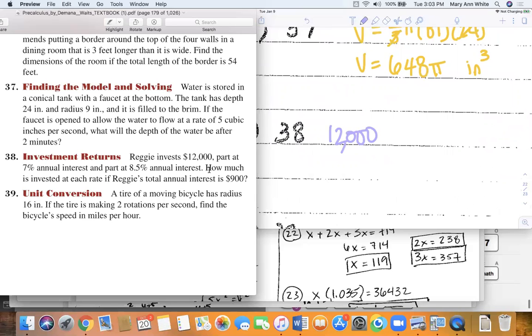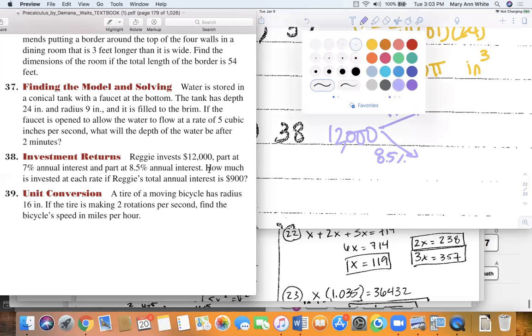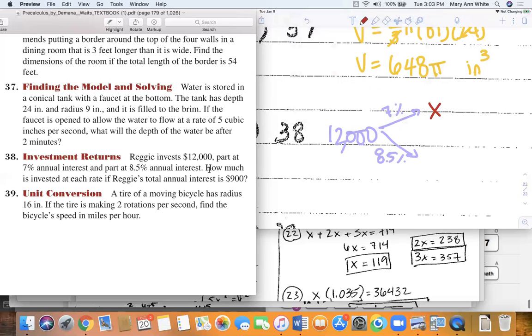If he has $12,000, he has 2 options. He can either invest it at 7% or he can invest it at 8.5%. I don't care which one you choose, but one of them is going to be X amount of his money. Again, we can't use Y because then I'd need 2 equations and I don't want to do that. But I can do this next one: 12,000 minus X. So whatever he invested at the 7%, I'll subtract that from 12,000 to get what he's investing at the 8.5%.